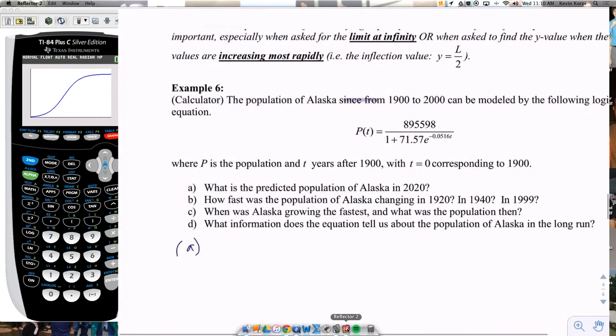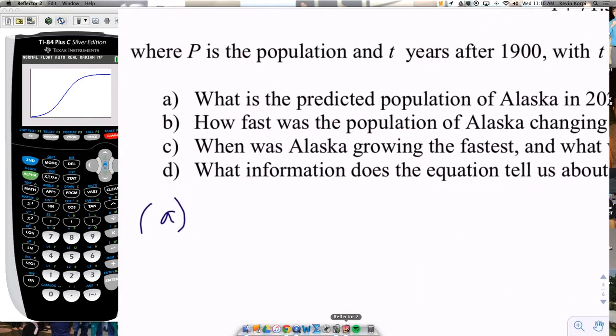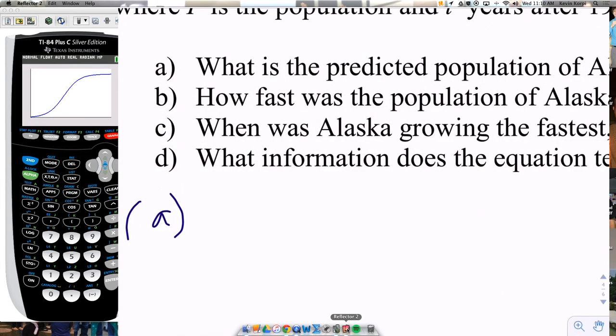Okay, so now, what's the predicted population of Alaska in 2020? You would have to show P of what? 2020 is how many years after 1900? 120. That would be all you have to show on your paper on a calculator portion.